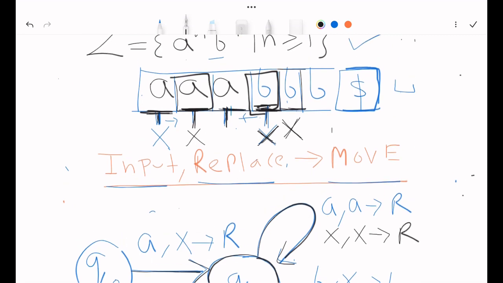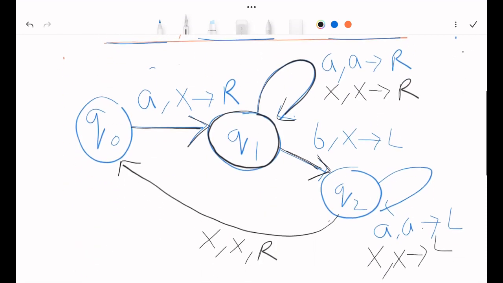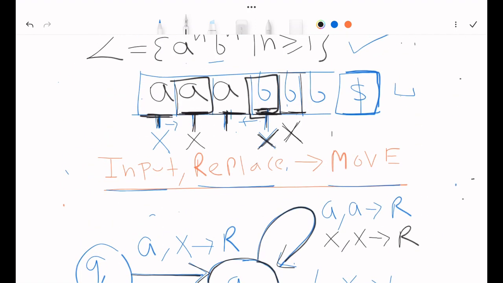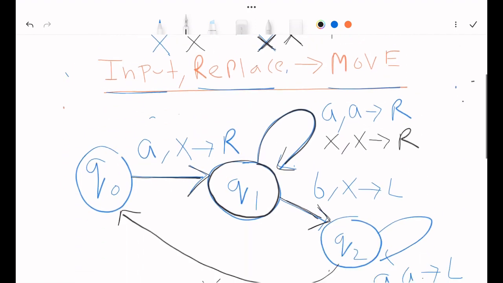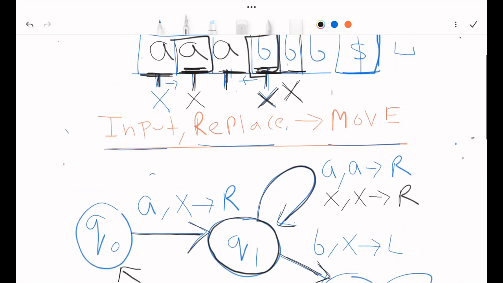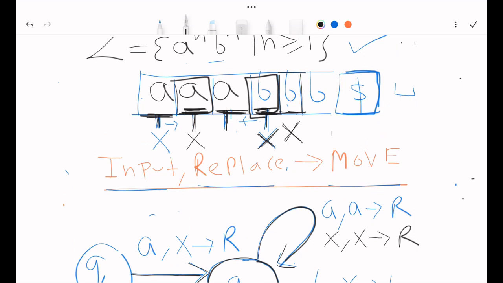Now I am here. Now here A replaced by A and move left. A replaced by A and move left. Now you are here. Now X replaced by X and move right. X replaced by X and move right. Now you are here. X replaced by X and move right.